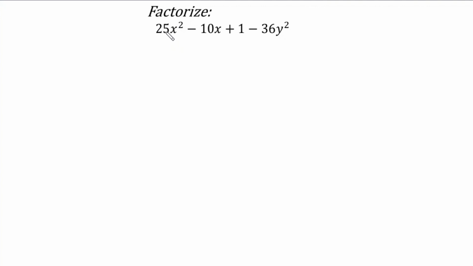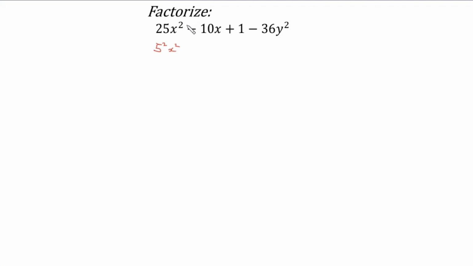25 is a perfect square, 36 is a perfect square, as well as 1, since you can write 1 squared, which is the same as 1. So we're going to manipulate this minus 10x here. Let's try to solve this. Let's say 5 squared x squared. The square root of 25 is 5, so it's a perfect square. So we'll find a way to express this.